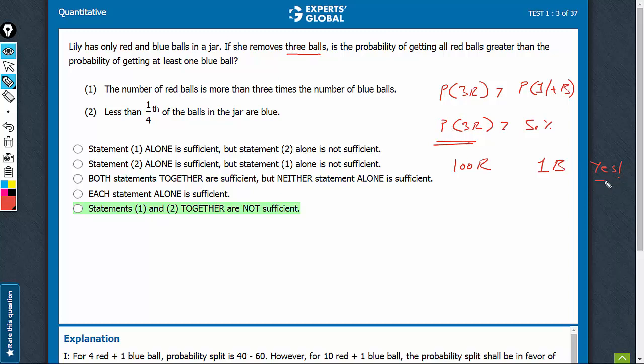So we have got a yes. Let's try to get a no. So we'll get a no for the minimum possible ratio. We know that the number of red balls is more than thrice the blue balls, so the least we can take is 4 red balls and 1 blue ball.